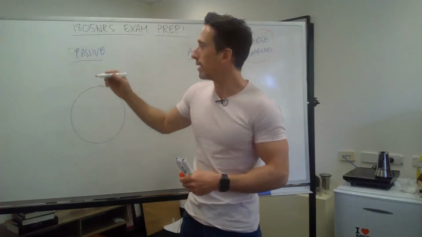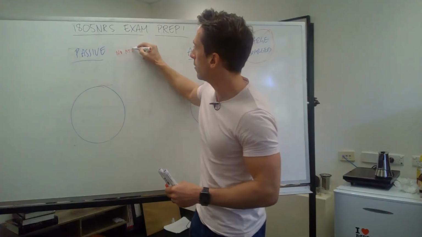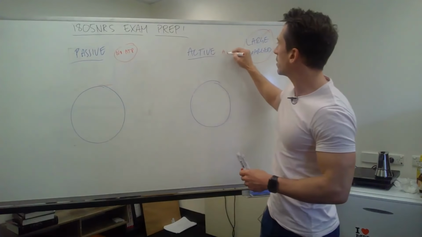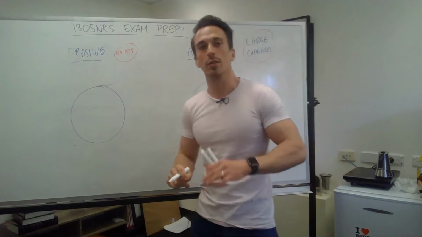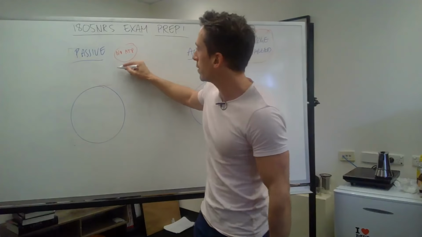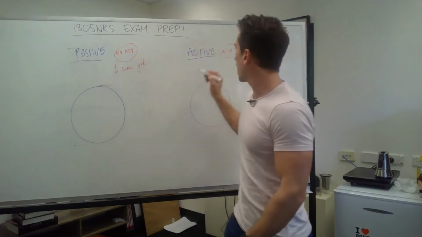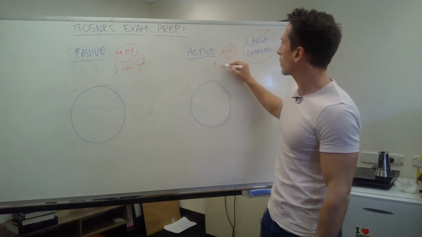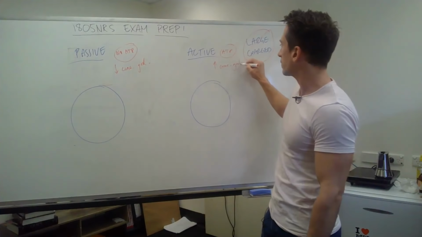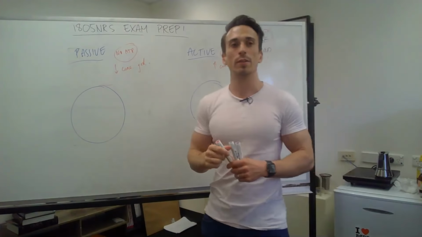Passive means no energy, doesn't utilize ATP. Active means it does utilize ATP. That's the first difference. Next difference is this: passive is always down the concentration gradient. Active is always against or up the concentration gradient. You know those two things, you're going to be fine.